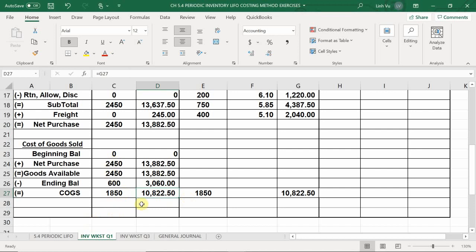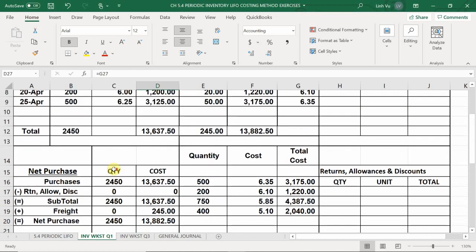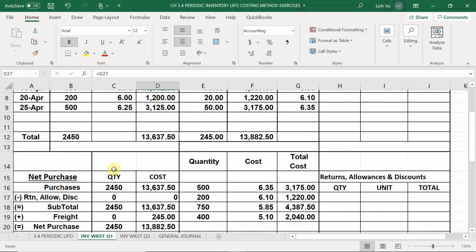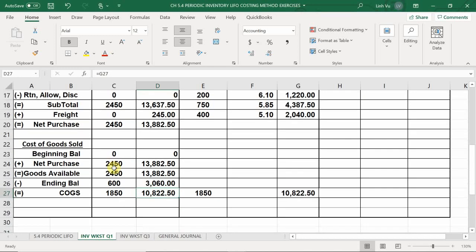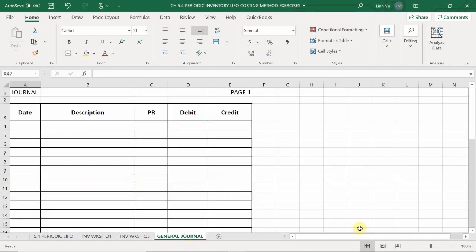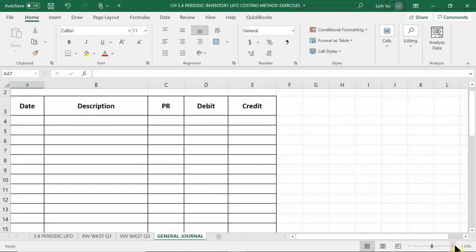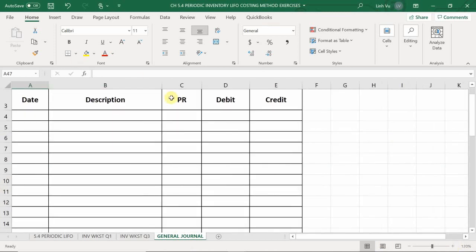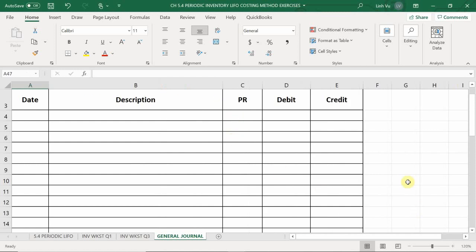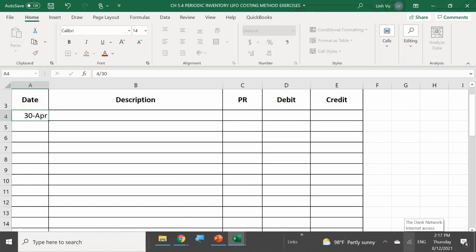Now that we completed our inventory worksheet for the month of April, let's go ahead and do our conversion entry. Okay, so let's see, it is April 30th. How should I write my conversion entry?